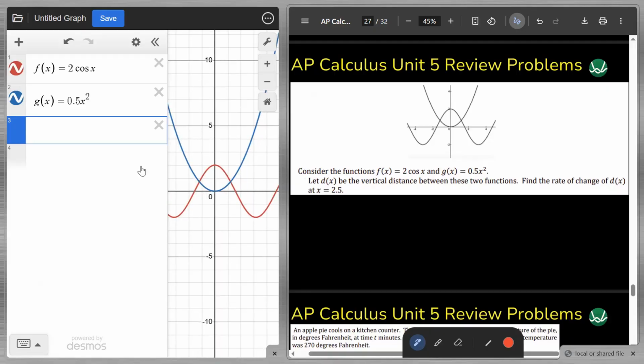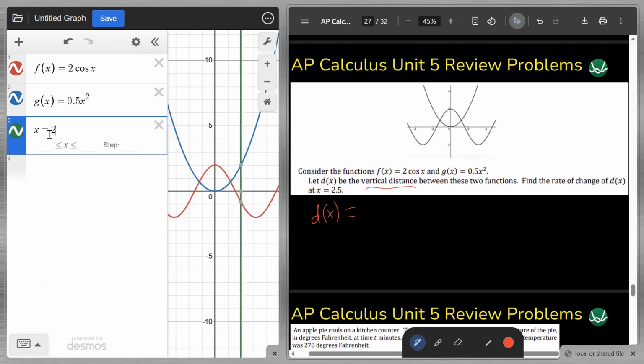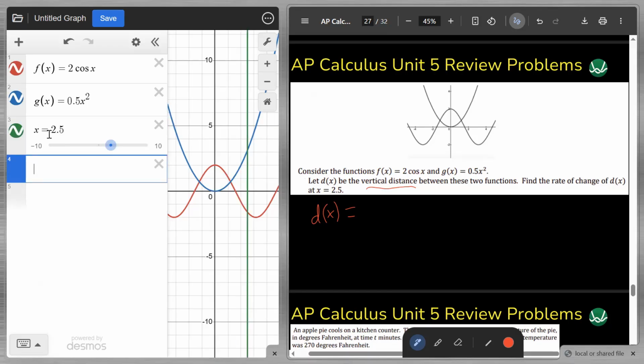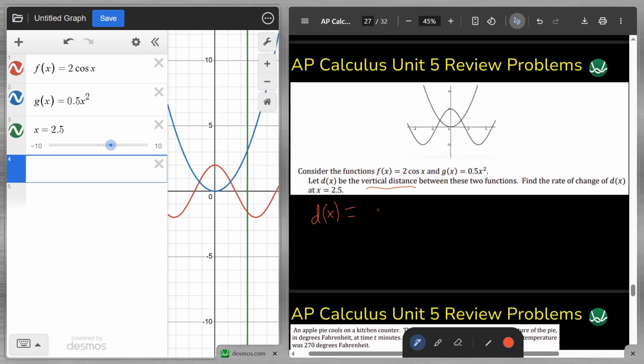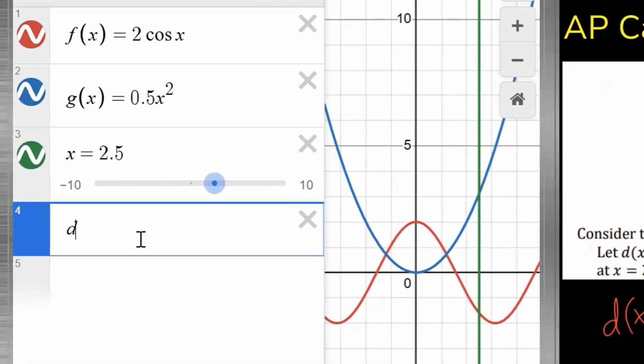And then since this is a free response question, we do have to write down how we define d. d is equal to the vertical distance between the two functions. Now, if we look at 2.5 on the graph, I'm just going to put a line there at 2.5. You can see that the top function is g(x) and the bottom function is f(x). So I'm going to define d as g(x) minus f(x). Then I'm going to enter that into Desmos.